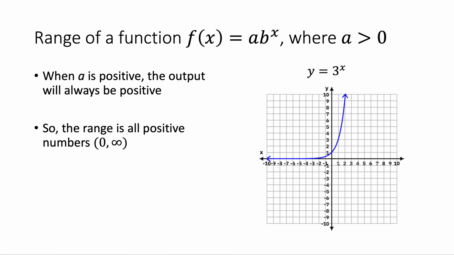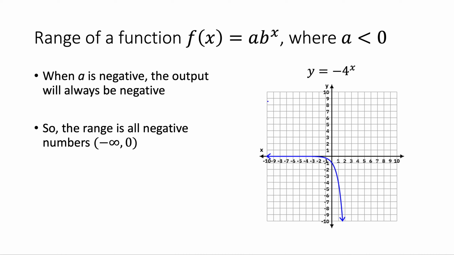So when we talk about the range of a function that's in the form y equals ab to the x, when a is bigger than 0, notice that it's going to be all y values that are greater than 0, right? So it's going to be all positive numbers because we have a horizontal asymptote at y equals 0, and then all the y values are going to be above that.